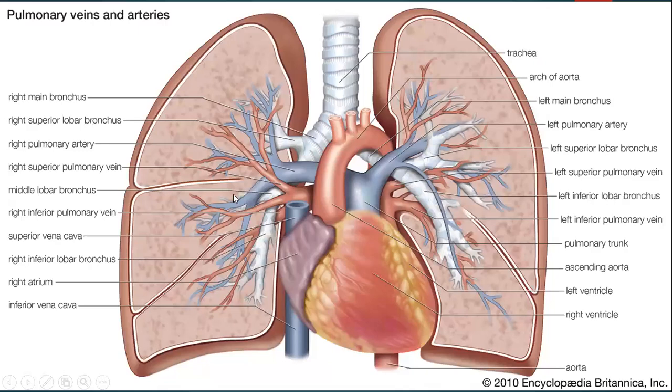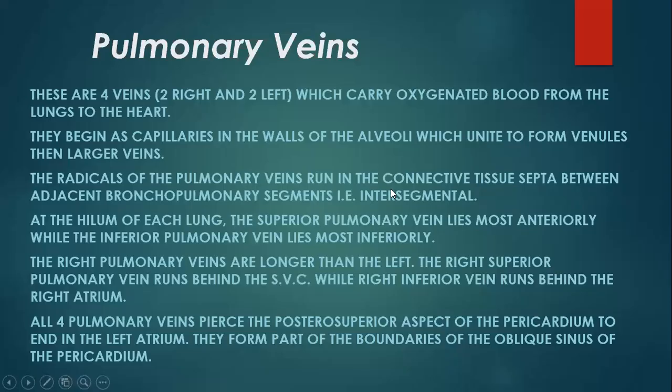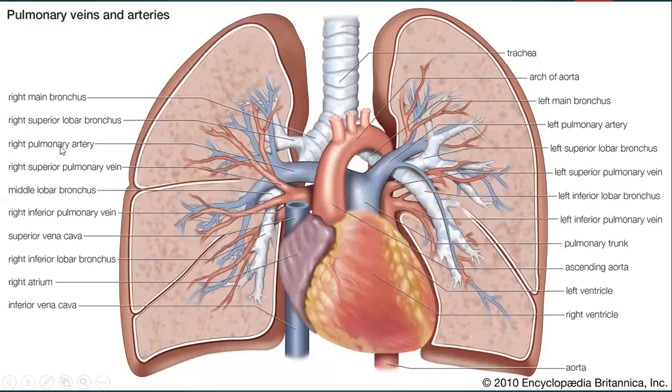If you see here, these are the pulmonary veins. The right superior pulmonary vein, then the right inferior pulmonary vein, then on the other side, the left superior pulmonary vein, and below is the left inferior pulmonary vein. Even though I'm telling it is a vein, I'm showing the red colored structures because it is very typical that the pulmonary veins will be carrying the oxygenated blood from the lungs to the heart. Okay, and they will be opening into the left atrium.